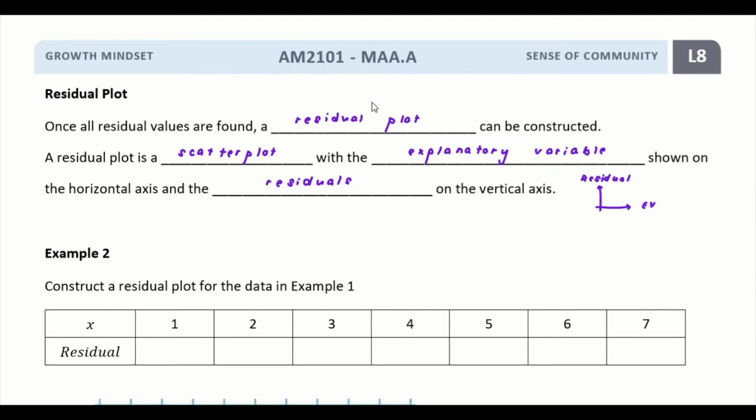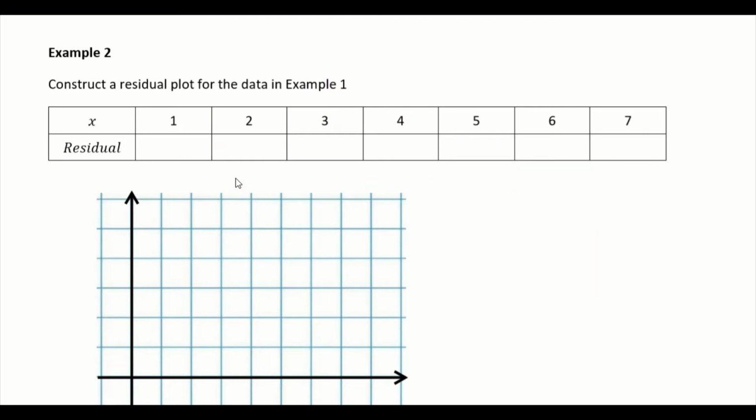How are we going to construct that? Example 2: construct a residual plot for the data in example 1. Take some time to pause the video and copy down the answer that you got in example 1. For x equals 1, the residual is negative 1.8. Then for 2 it is 0.8, for 3 it is 2.3, then negative 2.1, 2.4, negative 1.1, and also negative 0.5. Now we can proceed with constructing the graph.